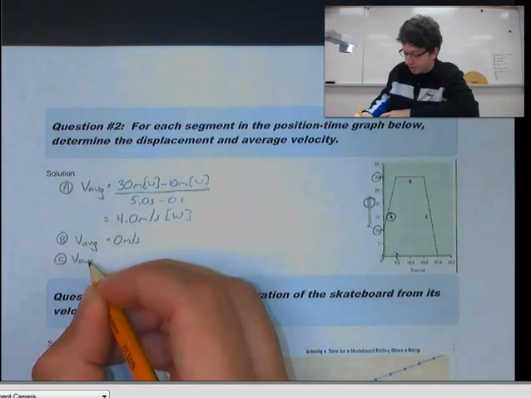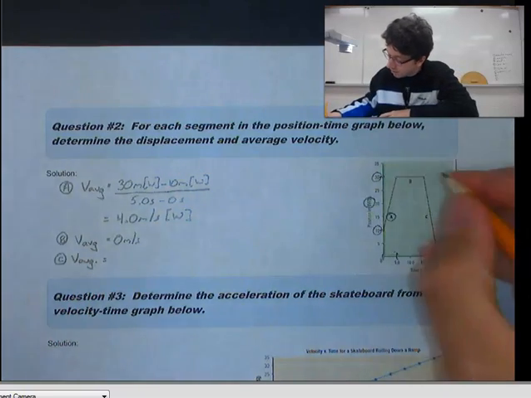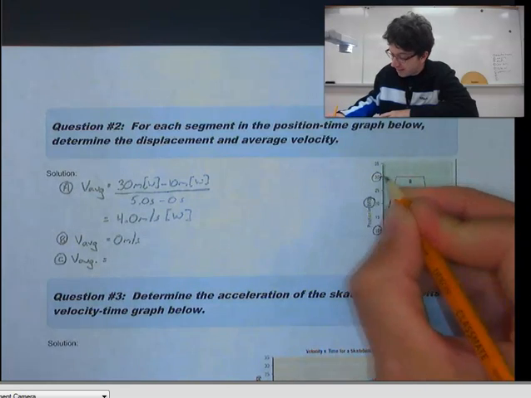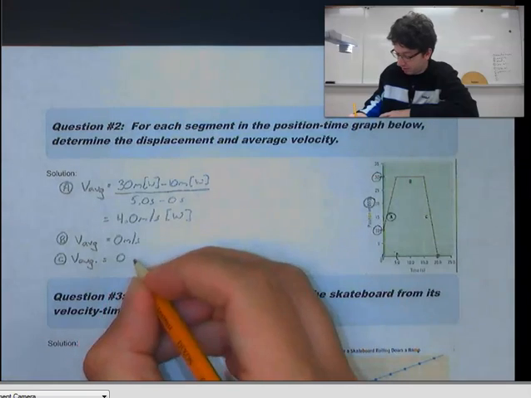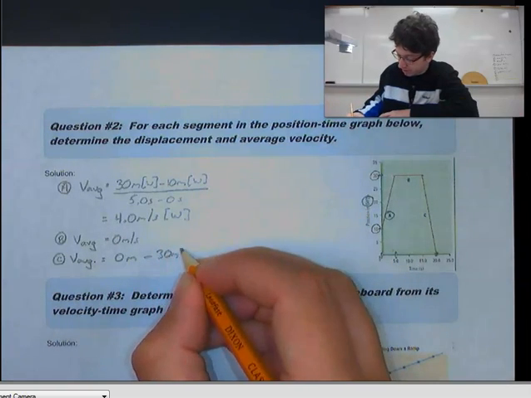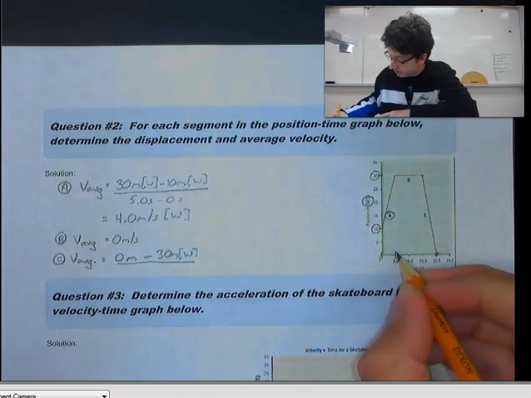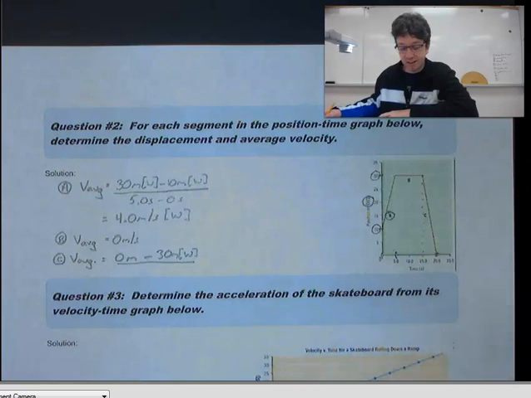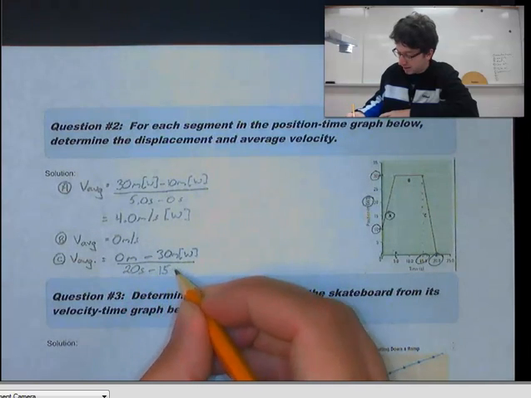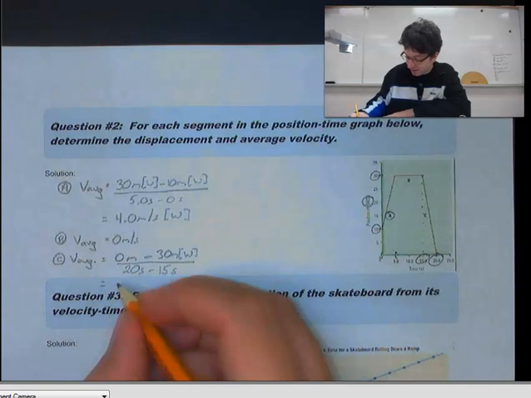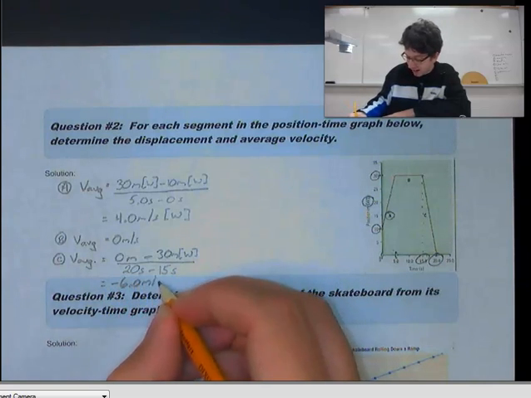Lastly, for C, again, rise over run, but here's the tricky bit. If we're doing y2 minus y1, your second point is over here at 0. And your first point is at 30. So y2 is 0 minus y1, which is all the way up here at 30. 30 meters west. Divided by our run, right? So looks like here we go from 15 to 20. So x2, 20, minus x1, 15. So 20 seconds minus 15 seconds. So we get minus 30 divided by 5. Minus 30 divided by 5 is negative 6 meters per second west.